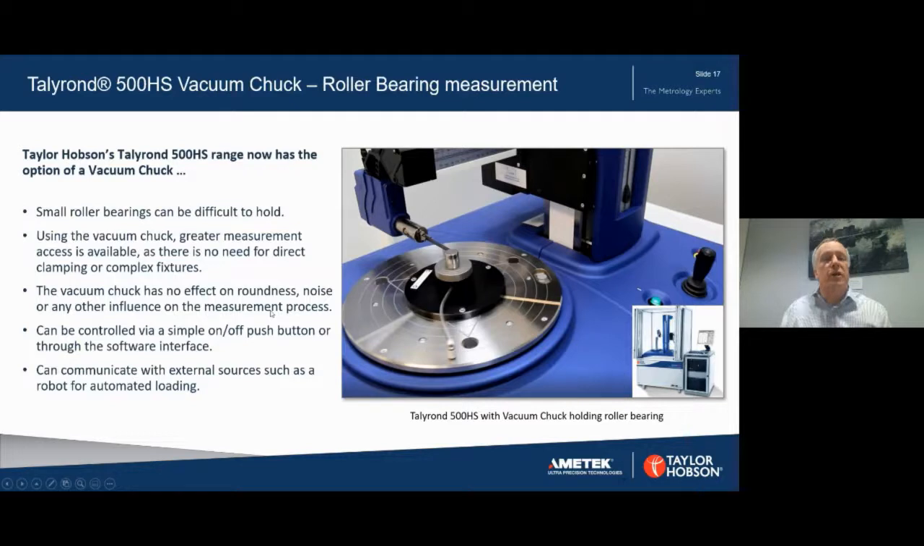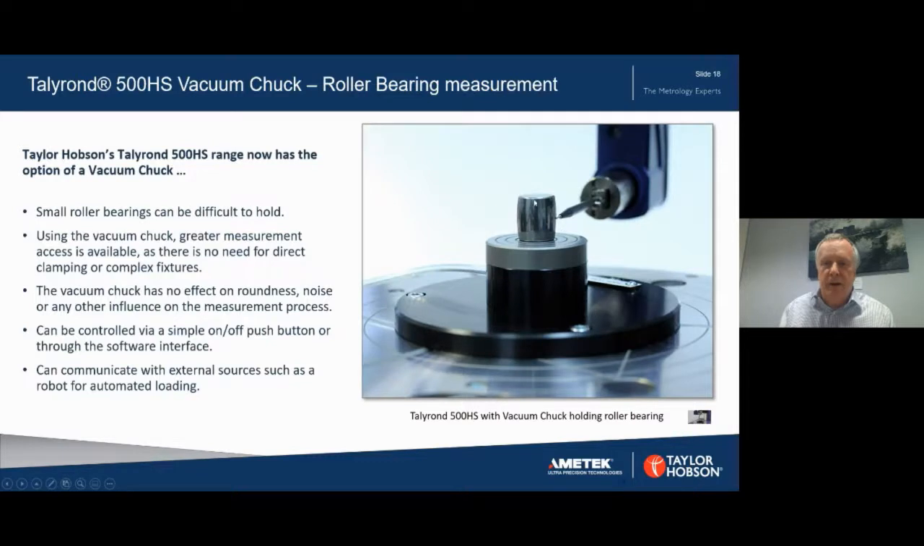measurement process. It can be controlled by a simple on-off push button or through the software interface, and it can communicate with external sources such as a robot for automatic loading. So on the right there we can see the roller bearing in place on the vacuum chuck, and there it is with a close-up in place, held by the vacuum.